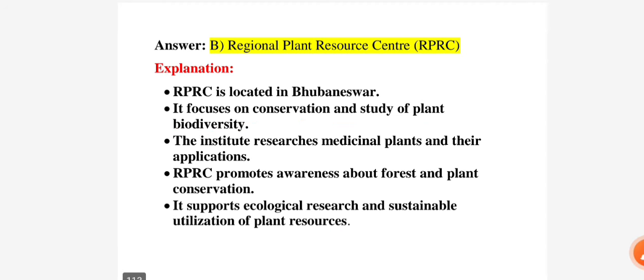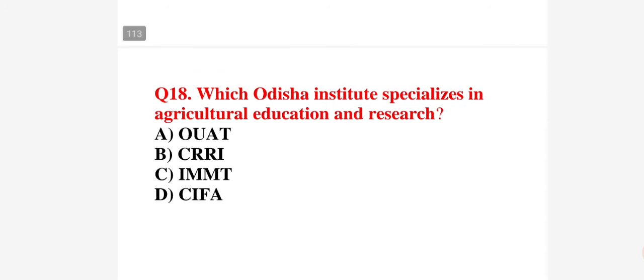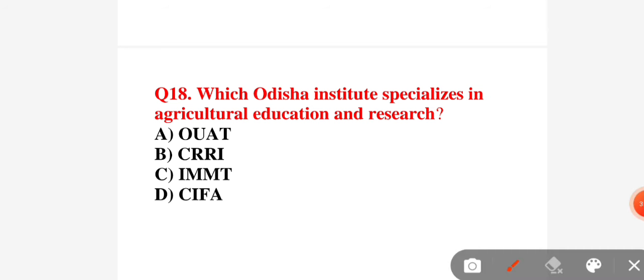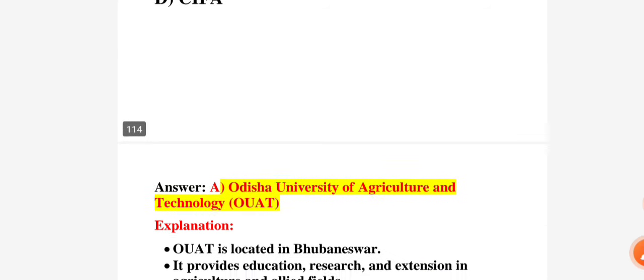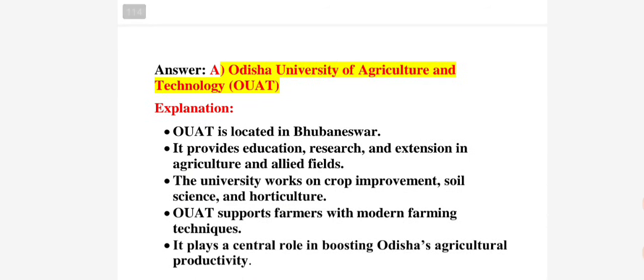Okay, so let us move to the next question, that is question number 18. Which Odisha institute specializes in agricultural education and research? Option A OUAT, option B CRRI, option C IMMT, and option D that is SIPA. So what is the right answer here? The right answer is option A OUAT, Odisha University of Agriculture and Technology.